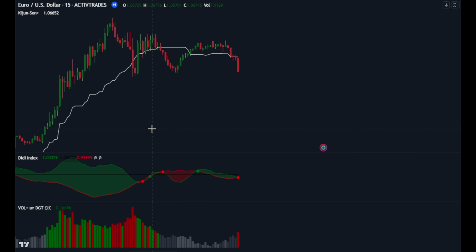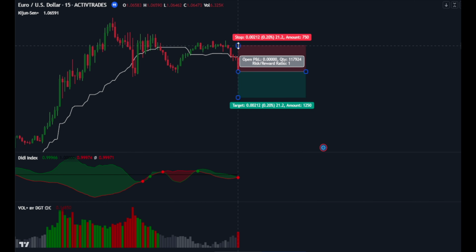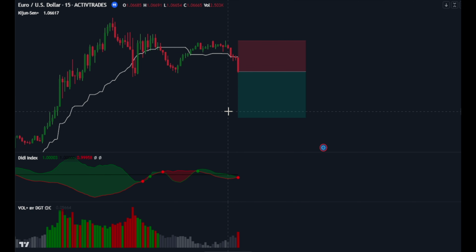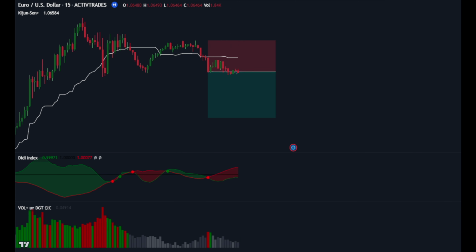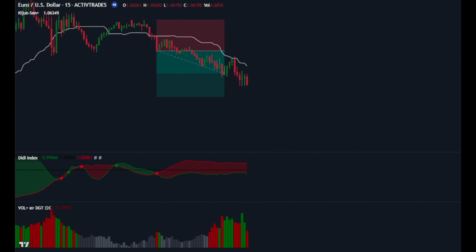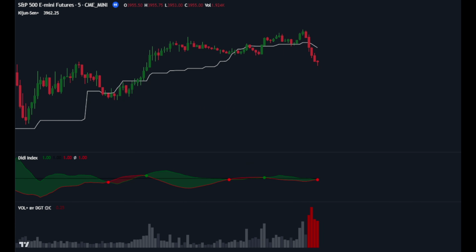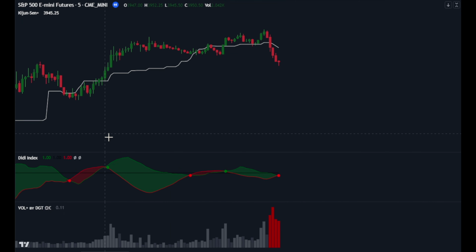Third, we must have enough volume. That is, that our volume indicator is red. Once these conditions are met, we will take a short trade. We set our stop loss at the nearest swing high, and our take profit will be a risk-reward ratio of 1 to 1.5. We see that it was a winning trade. Now we will see other examples. And as we are seeing, this strategy works in different markets and different time frames.